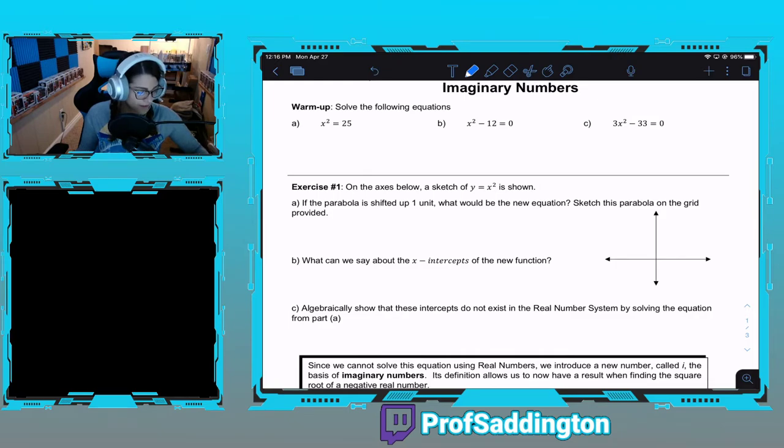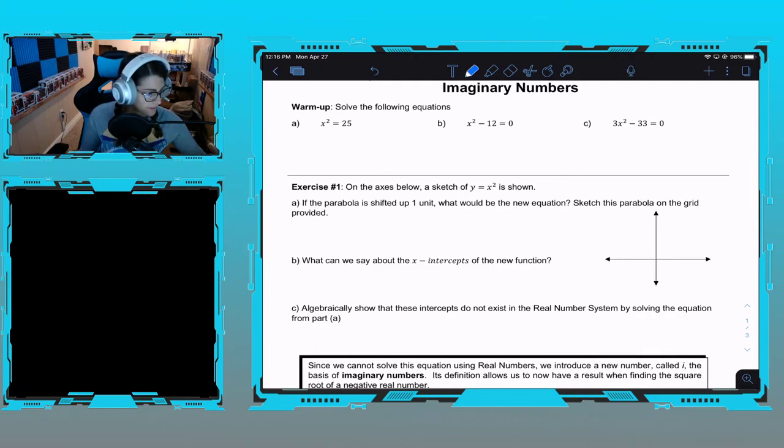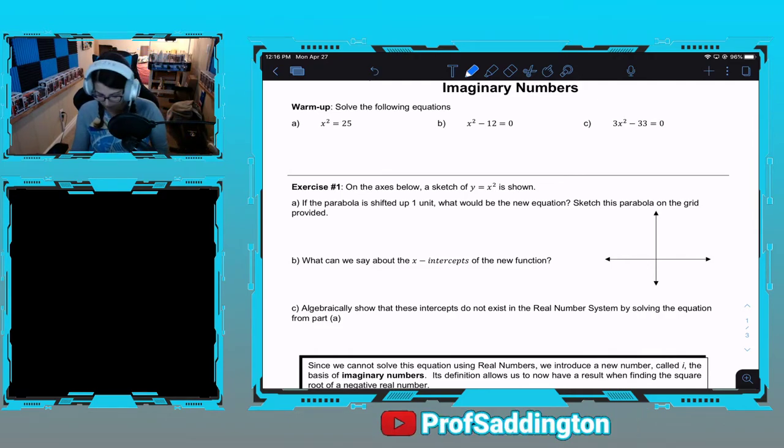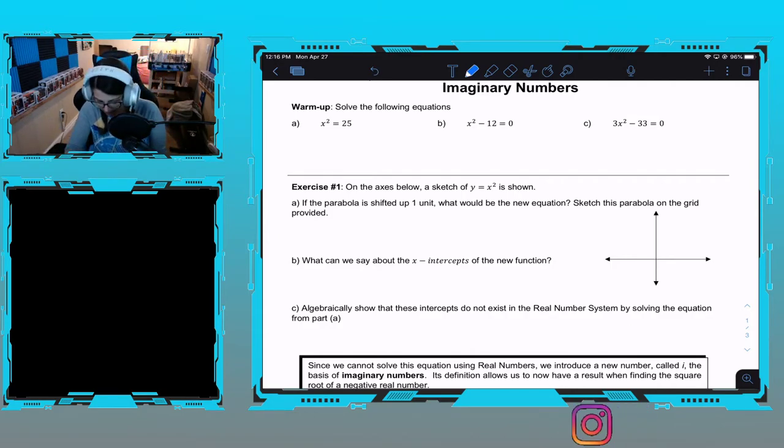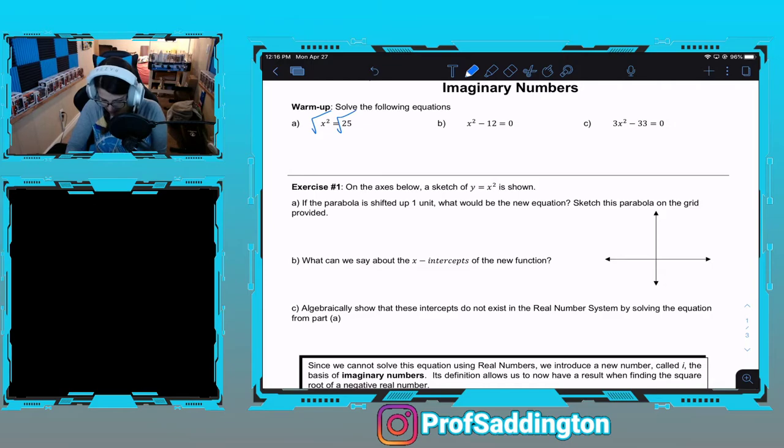Anyway, let's just review. If I'm going to solve these equations for x, and I want to undo a square, what do we do? We square root it. So we get x is equal to plus or minus 5. Nothing too earth-shattering there.